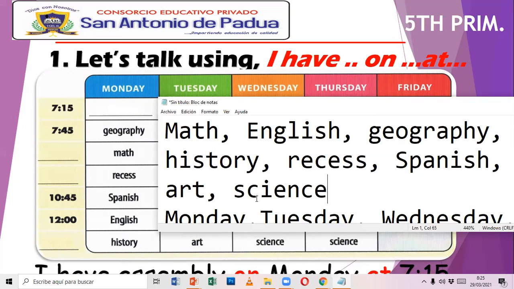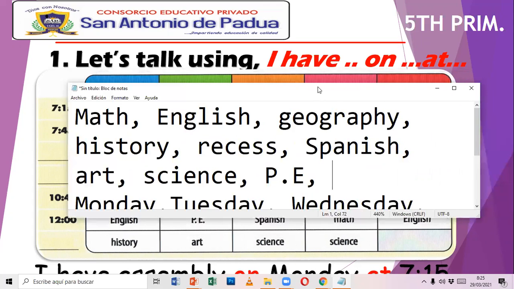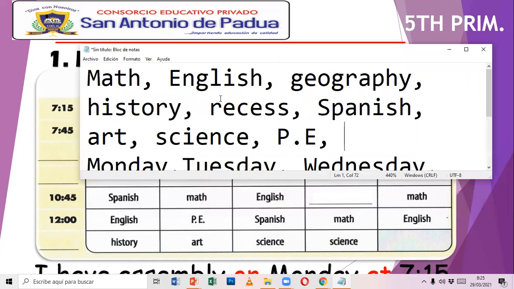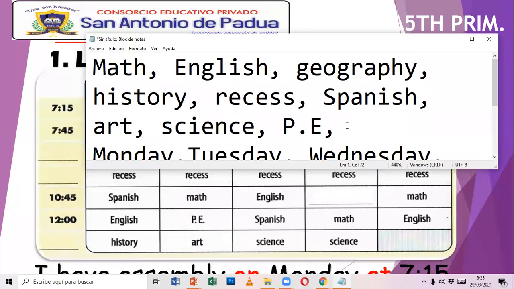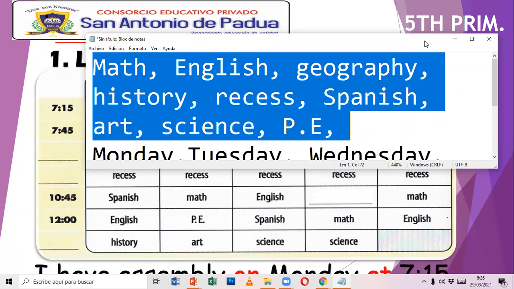Yes, science. Good. Excellent. Let me check. Physical education. Good. Excellent. What else? Come on, students. Math, English, geography, history, Spanish, art, science, and physical education. Yes? Very good. Okay, we have math, English, geography, history, science, Spanish, art, and physical education, right?